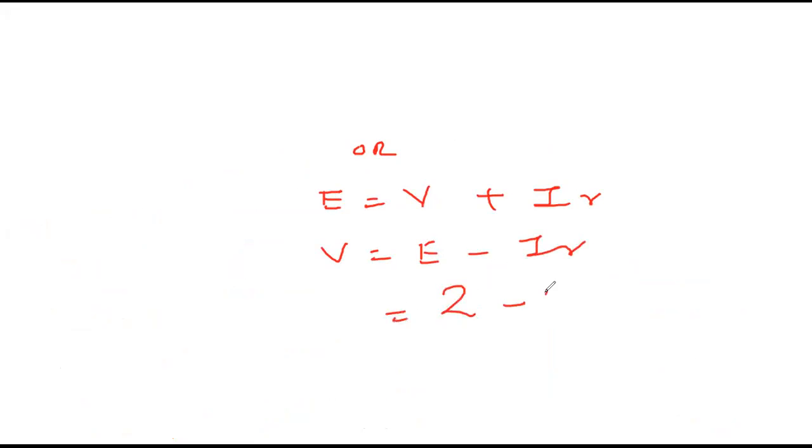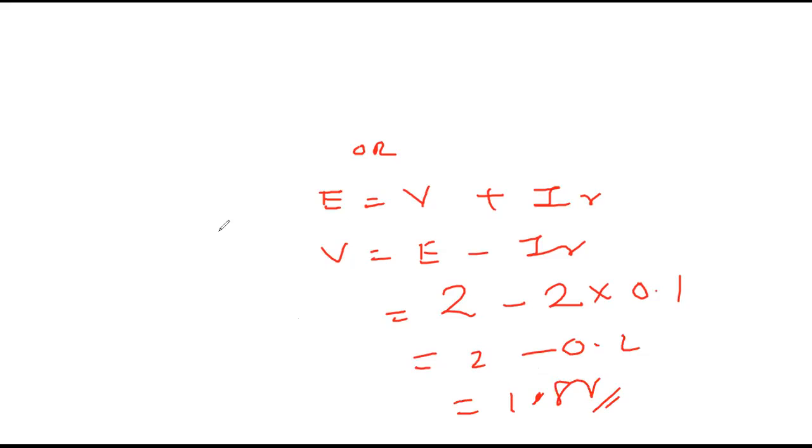Okay, so second method: the battery's across voltage means V, but our formula is, when the battery is supplying, E equals V plus Ir, so V will become E minus Ir. E is 2, I we got 2, and R is 0.1. So 2 minus 0.2 is 1.8 volt. Both methods will give you the same result.